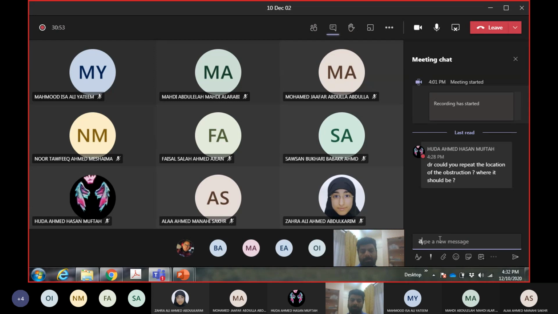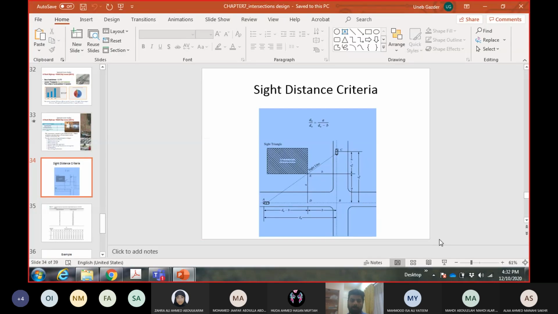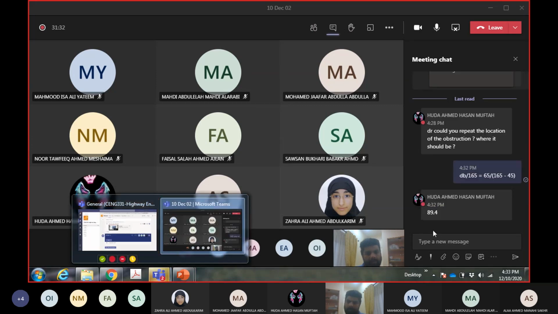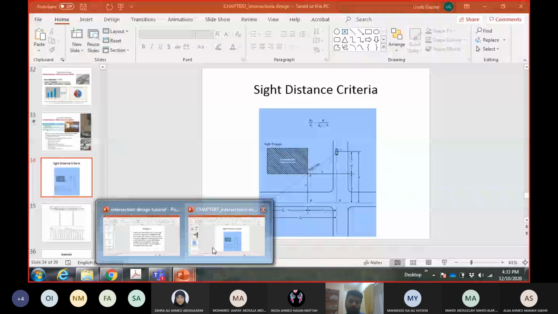So you are trying to find out dB here. dB upon dA, which is 165, equals A, which is 65, divided by dA minus B, so 165 minus 45. That gives the value of dB as 89.4 feet.